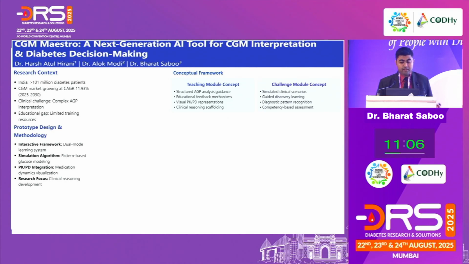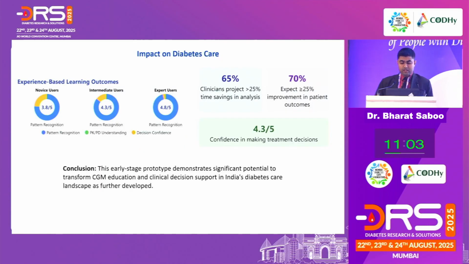Now, if we see this tool, the study we did 8 months back, Dr. Alok and Dr. Bharat were part of the entire project with me. We had onboarded 20 clinicians to run this tool, and we clearly showed 65% of clinicians projected 25% time savings in analysis of a CGM report, and 25% expected improvement in patient outcomes because of that calibrated, customized output the AI was able to give. And again, if we look at experience-based learning from the outcomes, that was close to 4.8 in expert users. Intermediate users showed 4.3, and novice users even felt 3.8 out of 5 scoring when it came to the outcomes created by AI from the pattern recognition of CGM fluctuations.